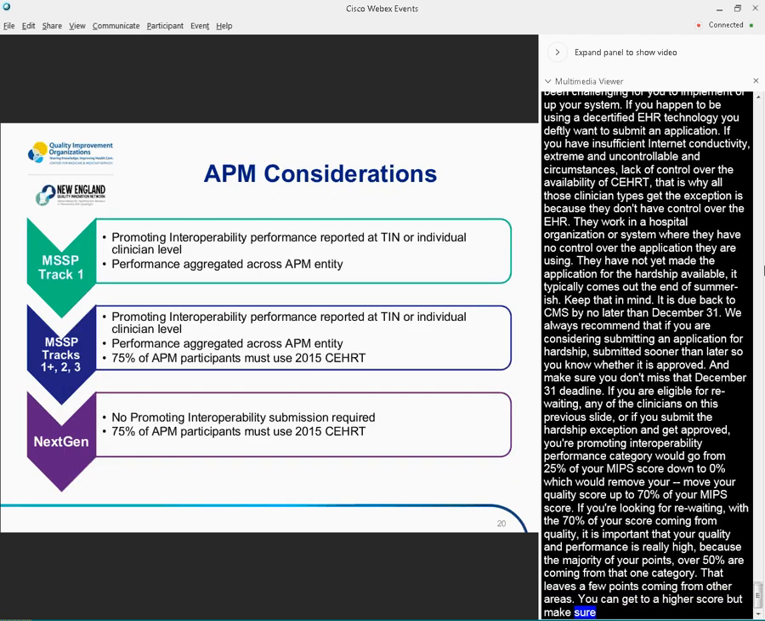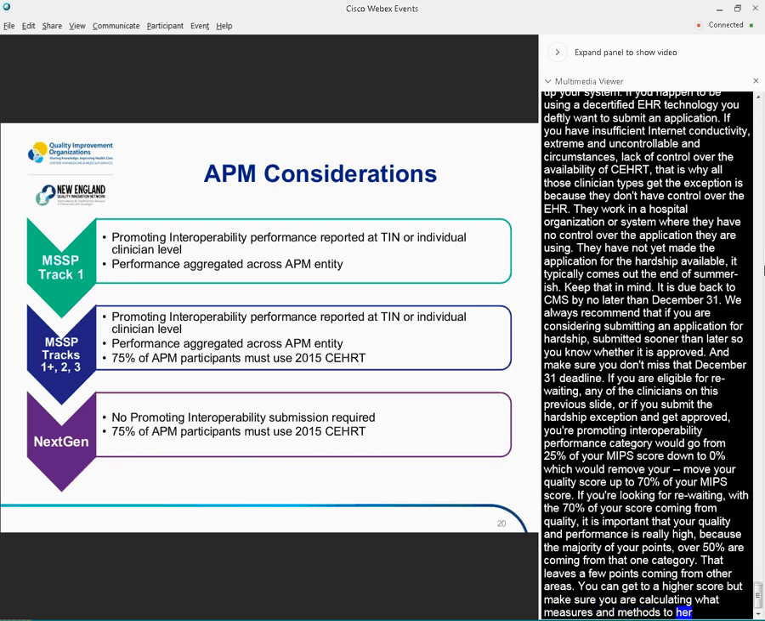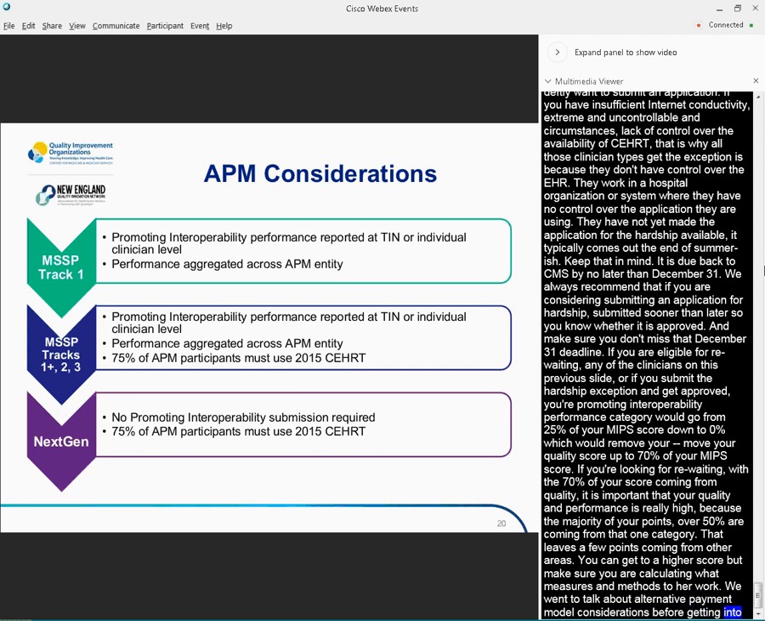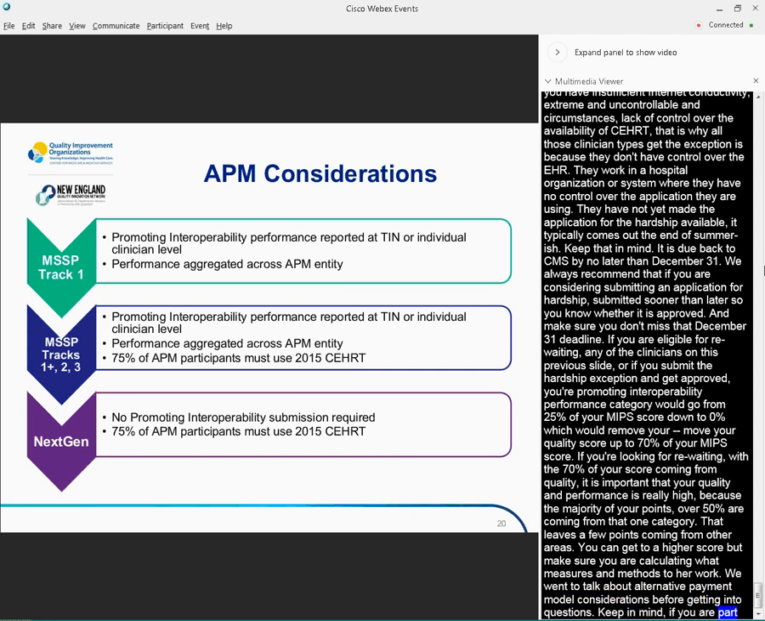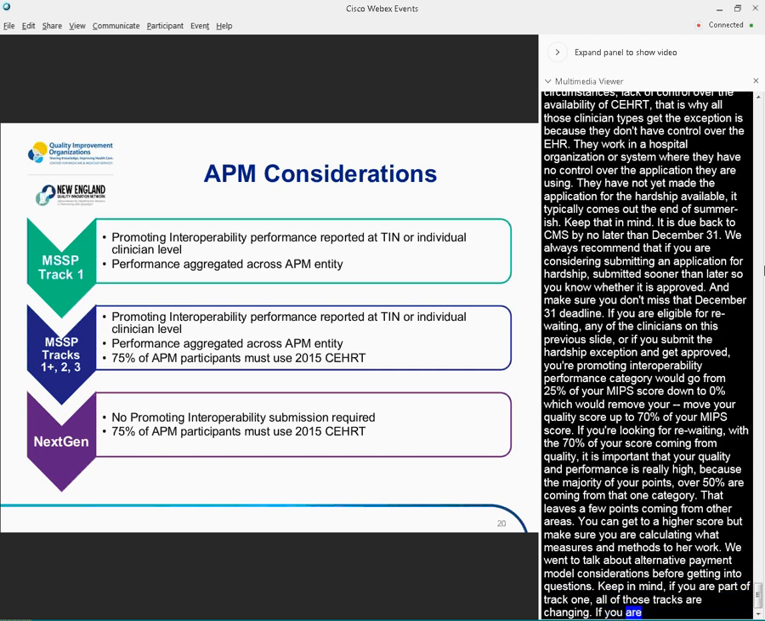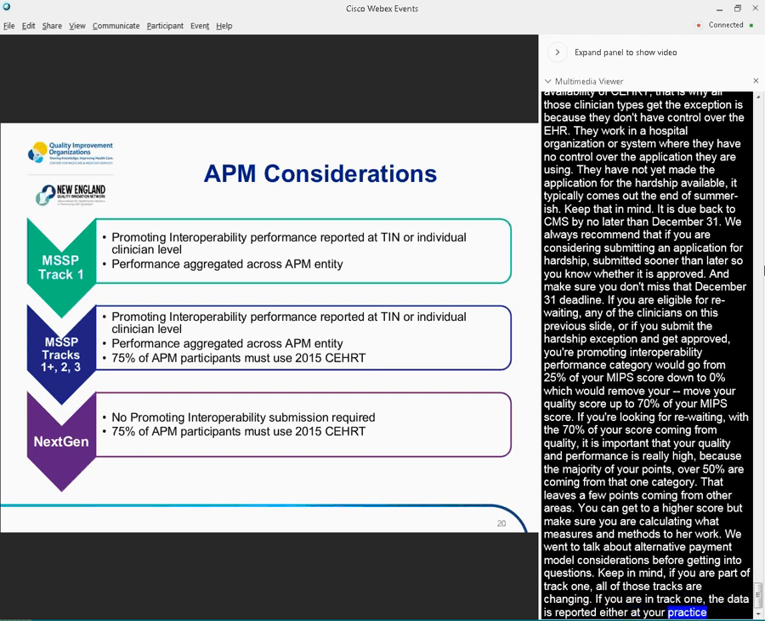Just briefly, I want to talk about alternative payment model considerations before getting into questions. I see a bunch in the queue. So keep in mind, if you are part of a Medicare Shared Savings Program Track 1, and just as a reminder, all of those MSSP tracks are changing in the middle of the year. But if you're in an MSSP Track 1, the Promoting Interoperability performance data is reported to CMS either at your TIN level, so your practice, or at your individual clinician level, if for some reason you're reporting as an individual.